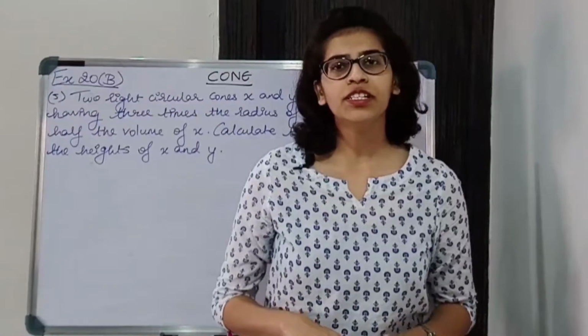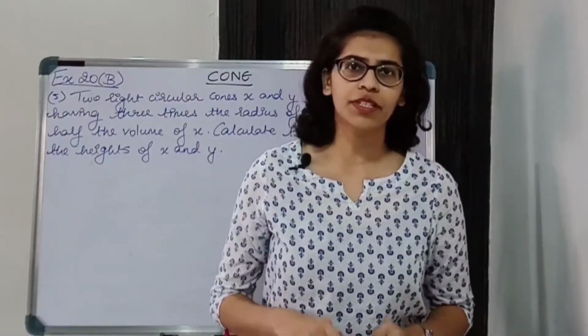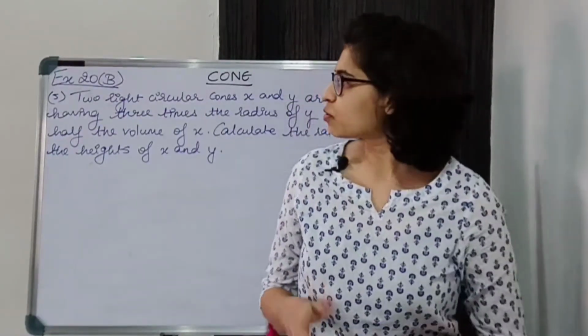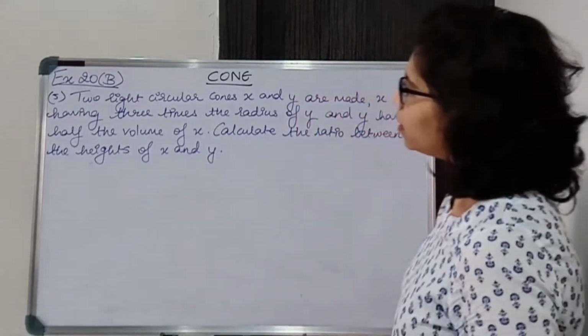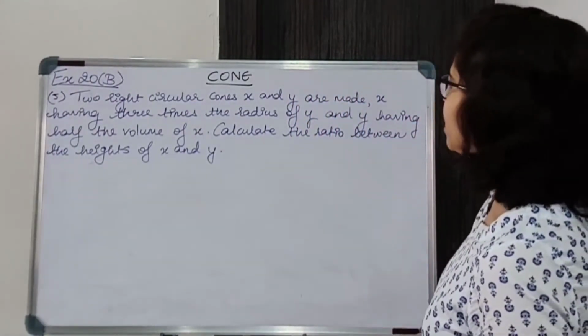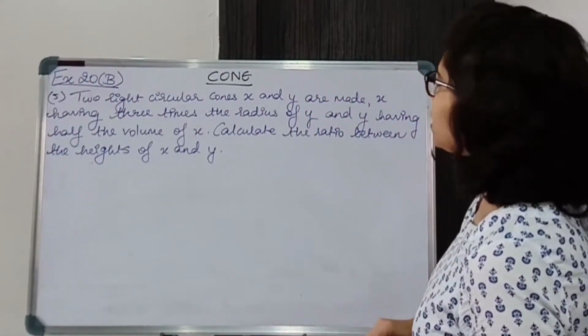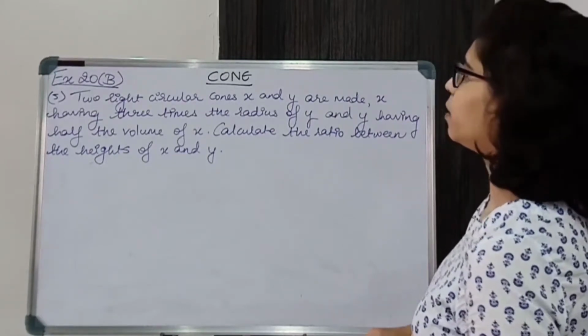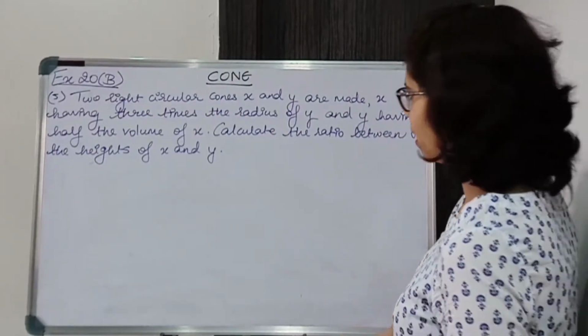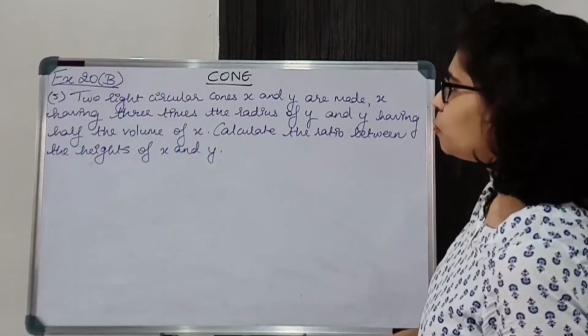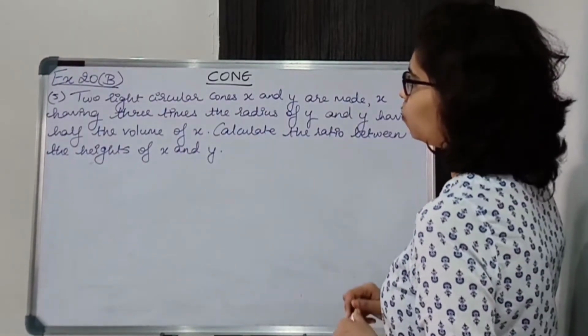In this video, we'll continue with exercise 20b from chapter Cylinder, Cone and Sphere. So starting with question number 5, two right circular cones x and y are made, x having 3 times the radius of y and y having half the volume of x. Calculate the ratio between the heights of x and y.